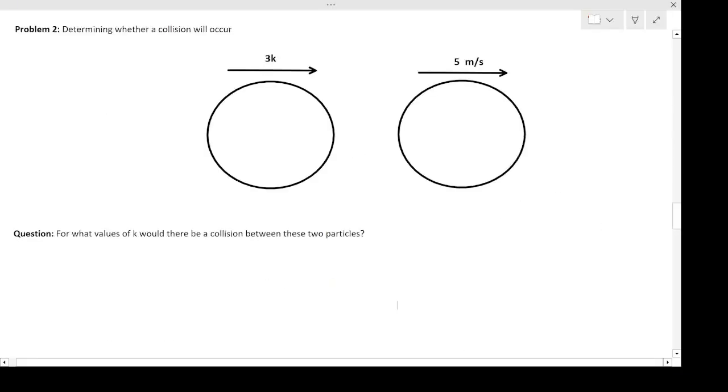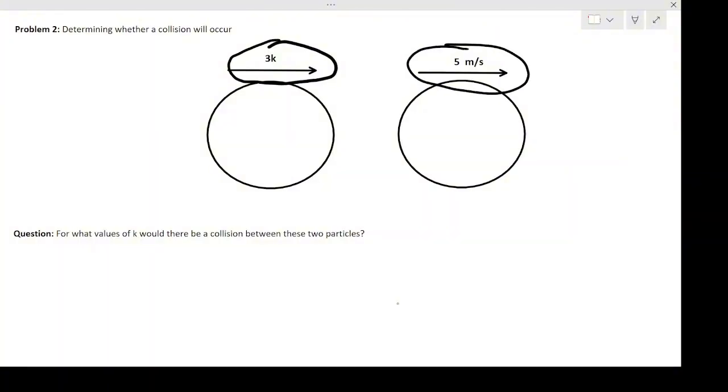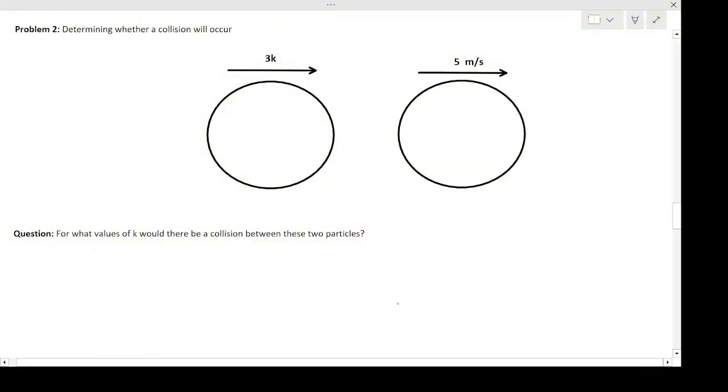But there we are. Next problem they love asking about is determining whether a collision will actually occur. So again, we've got these two balls, these two particles here. You can see for the first one, the speed is 3k going forwards, and for the second one, it's 5 going forwards. Now, the key thing here is they're both going in the same direction. So there won't always be a collision depending on the speeds. Now, again, like with the first problem, it's algebraic, it's not an actual number exactly, it's in terms of k.